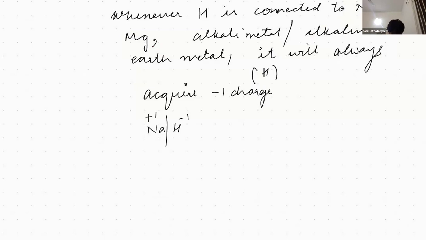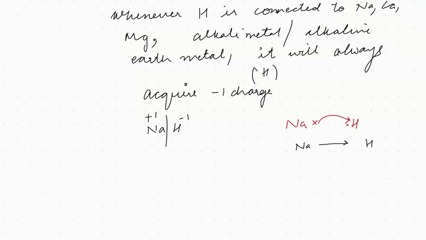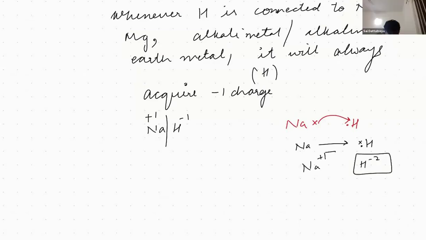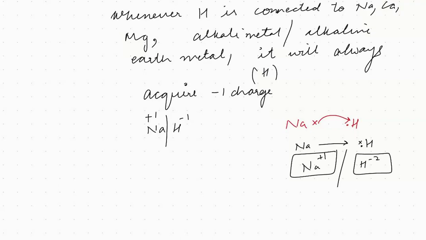So you say that hydrogen has 1 electron. Sodium is very, very adamant that it is going to lose 1, no matter what happens. So Na loses 1 and becomes Na plus 1, and H shall gain and become -1. Did you understand? Got the point?